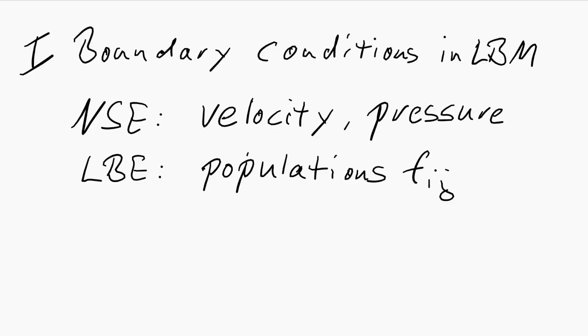So first of all, boundary conditions in the lattice-Boltzmann method in general. If we compare this to how we implement boundary conditions in the Navier-Stokes equation, we usually have there these primitive variables, velocity and pressure. And in the lattice-Boltzmann method, we have to impose the populations f_i instead, which, depending on the orientation of the boundary, could either be more variables than velocity and pressure or fewer variables than velocity and pressure.